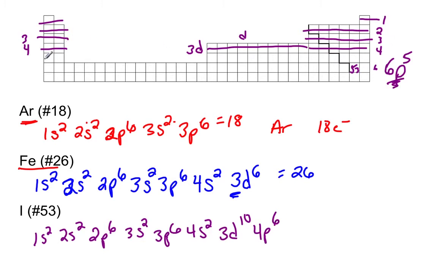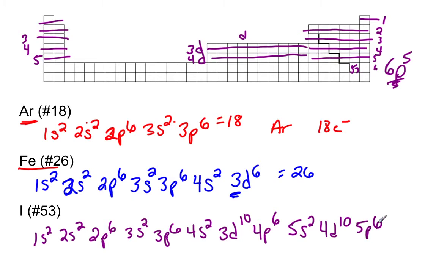After 4p, I jump over here to the fifth row. 5s2. Getting closer, skip over all this. Now I hit 4d. I'm in the fifth row, but d's are one behind, so it's 4d, 1 through 10. Then I get to the 5p, back to the normal periodic table. 5p6. Now I go over here to the sixth row, and I hit 6s2.